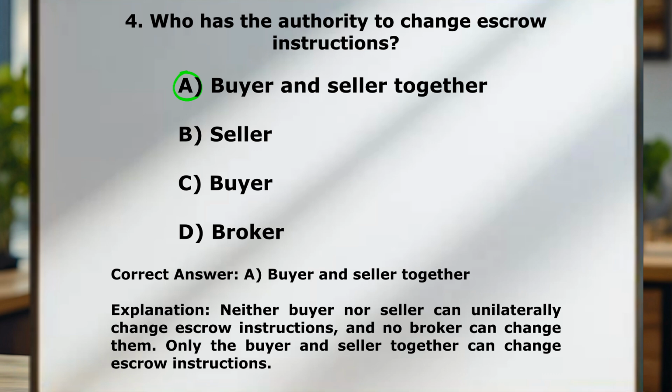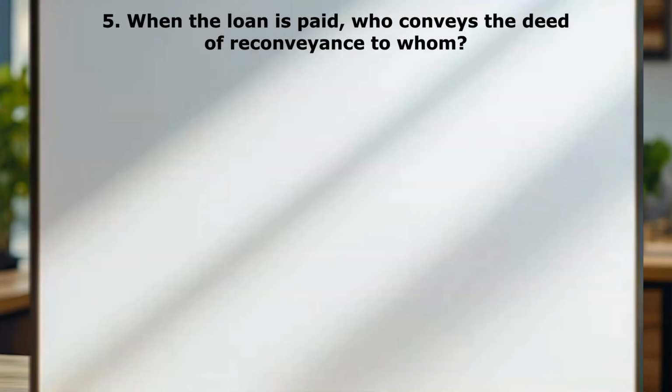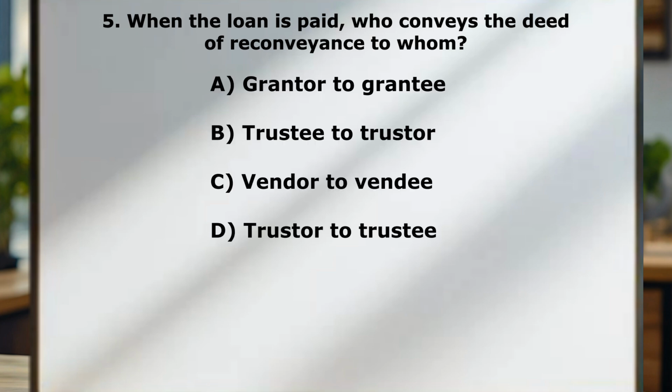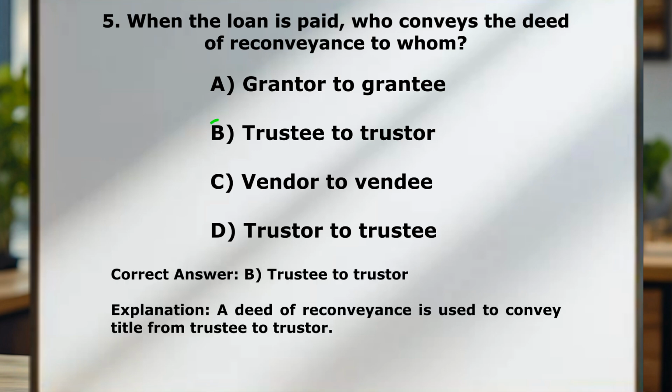Question number 5, when the loan is paid, who conveys the deed of reconveyance to whom? A, grantor to grantee. B, trustee to vendor. C, trustee to trustor. D, vendor to vendee. E, trustor to trustee. Correct answer here is trustee to trustor. A deed of reconveyance is used to convey title from trustee to trustor.